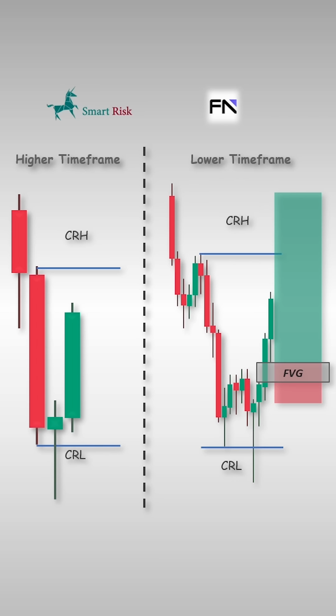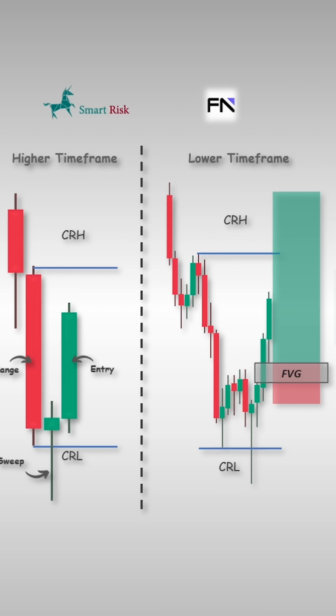If you are trading candle range theory, follow this method and win any trade. The typical concept of candle range theory usually involves 3 candles, and each candle has its own important role.